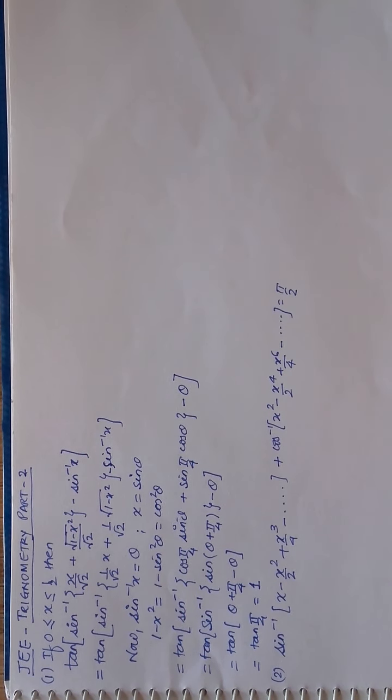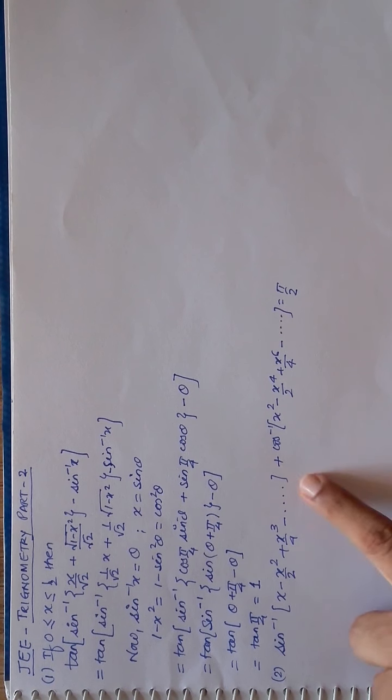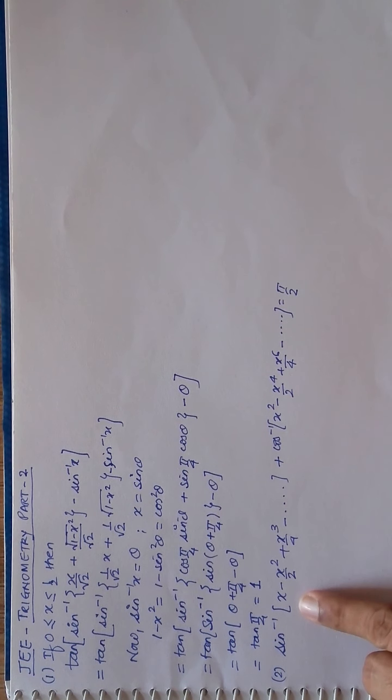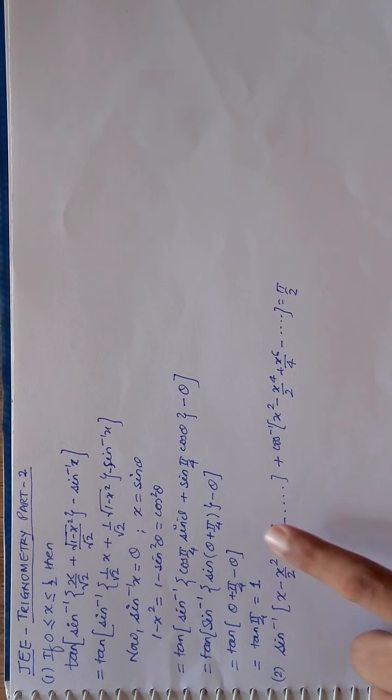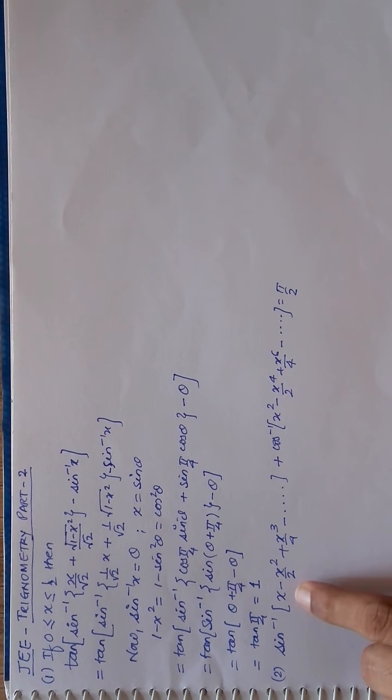Now coming to the second question, it is sine inverse of (x minus x square by 2 plus x cube by 4). This bracket I have made as a square bracket, but it is actually generally round only, but while writing I made it square. You can see here alternate plus minus are there.